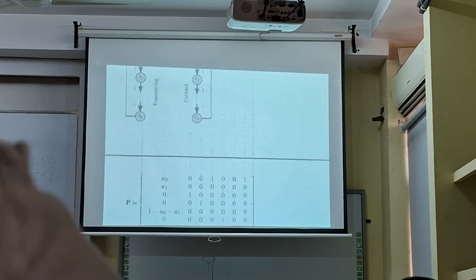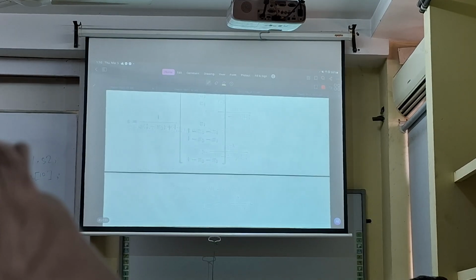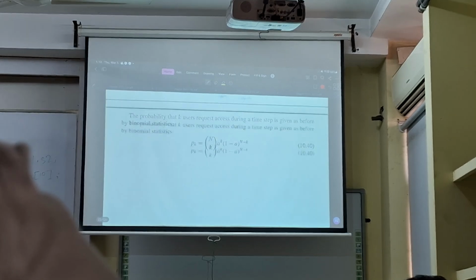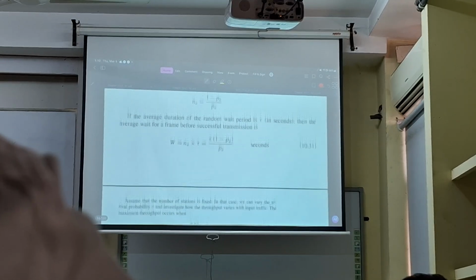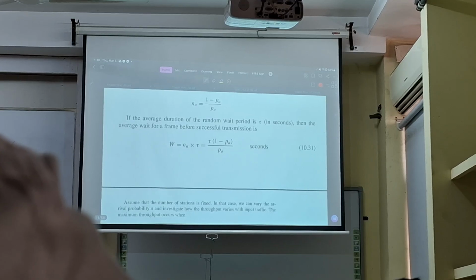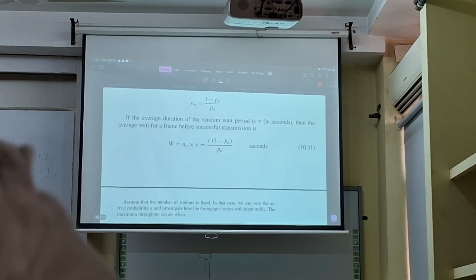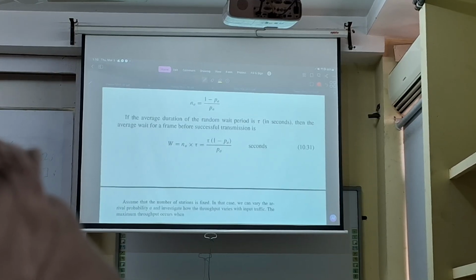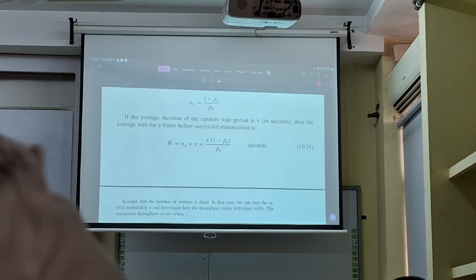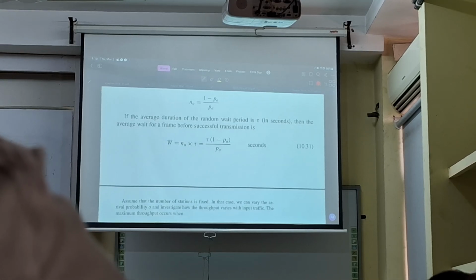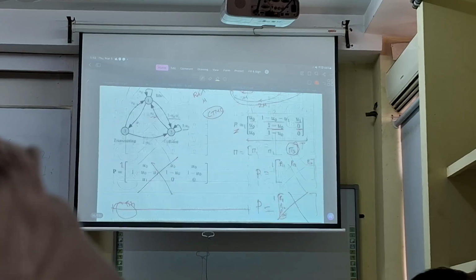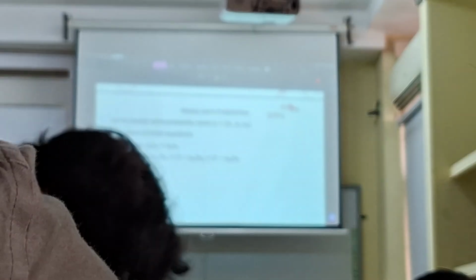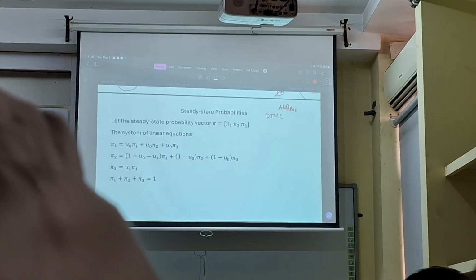Now, our objective is to learn how we can use a Markov chain to analyze the performance of any system. We can consider a protocol here as a system, and we will develop a model, then we will solve the model to get a corresponding solution, and eventually we can analyze it. A question we actually discussed in the last class.